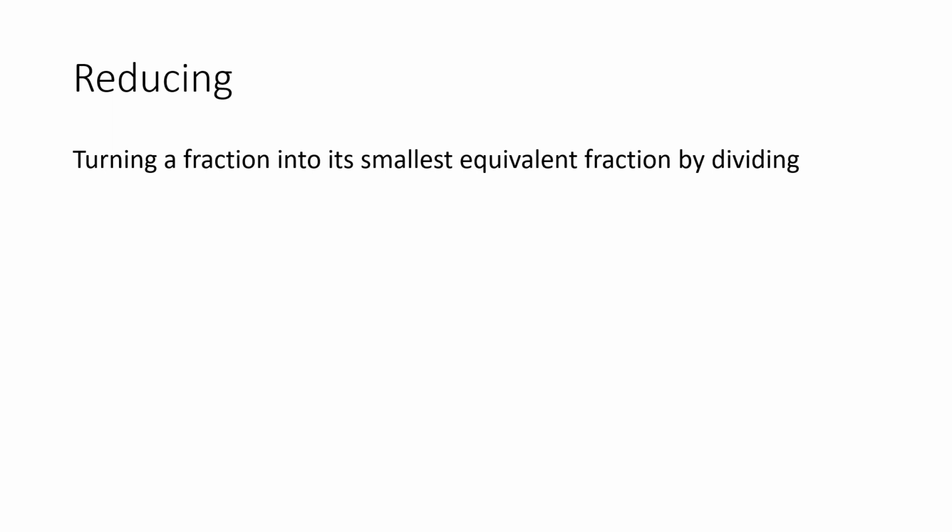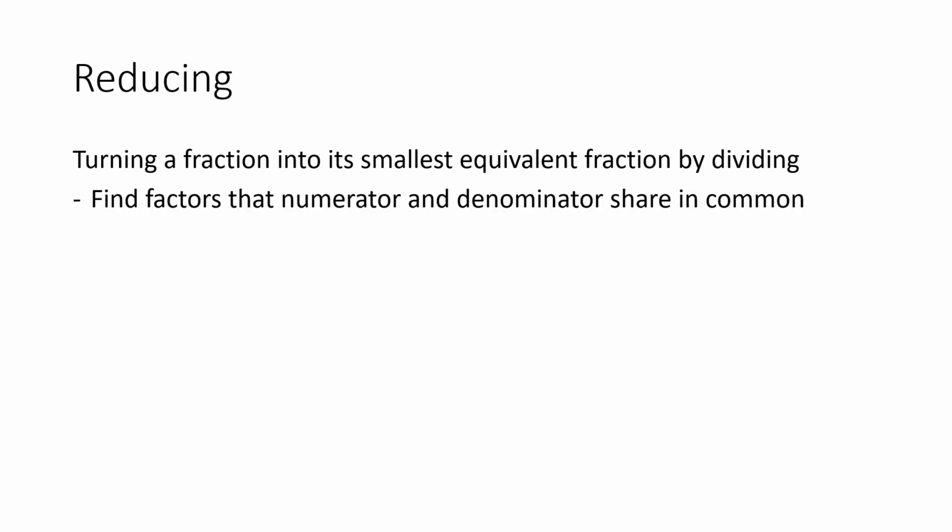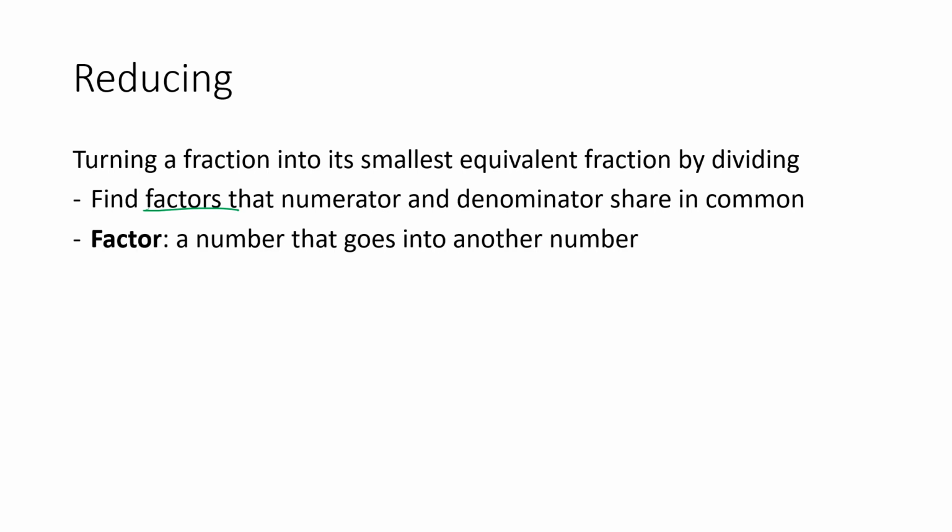We do this by dividing. This is equivalent fractions, but only going one way. And when we're reducing, we want to find a factor that both our numerator and our denominator share in common, and we'll divide the numerator and denominator by that factor. What's a factor? This is a number that goes into another number. So for example, the factors of 6 are 1 and 6 and 2 and 3, because we can divide 6 by each of those. 6 divided by 1 is 6, 6 divided by 6 is 1, 6 divided by 2 is 3, 6 divided by 3 is 2. That's what we mean by factors.